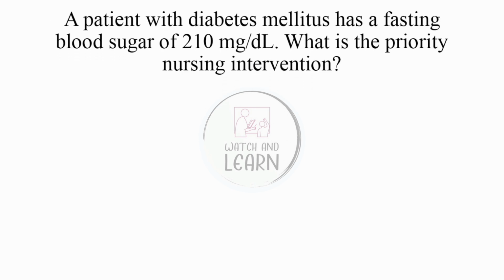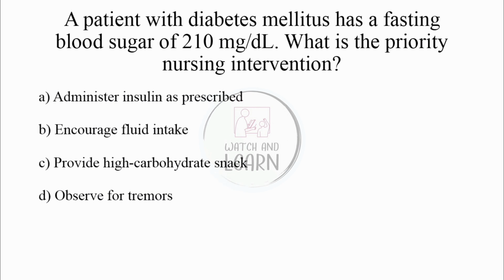A patient with diabetes mellitus has a fasting blood sugar of 210 mg per deciliter. What is the priority nursing intervention? Options are option A administer insulin as prescribed, option B encourage fluid intake, option C provide high carbohydrate snacks, option D observe for tremors. The right answer is answer A administer insulin as prescribed.